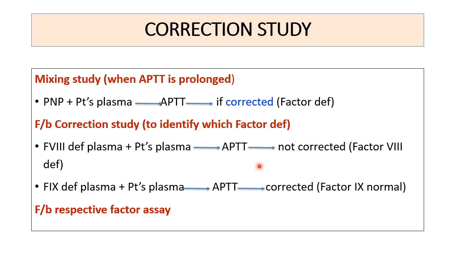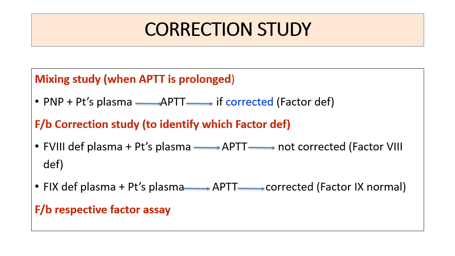Now if we take factor 9 deficient plasma, mix it with the patient plasma and the APTT corrects, what does that mean? Though we have taken factor 9 deficient plasma, the patient has factor 9. So he is able to correct the factor 9 deficiency and the APTT is getting corrected. So the factor 9 in this patient is normal. The problem here was factor 8 deficiency, after which we would do a factor 8 assay.